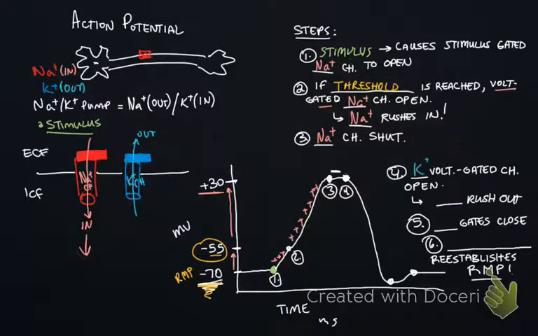So during that time, our potassium voltage gated channels open. And which way does it go, do you think? Look at our little chart here. Potassium is going to go out. So instead of adding positive charges, now we're losing positive charges.